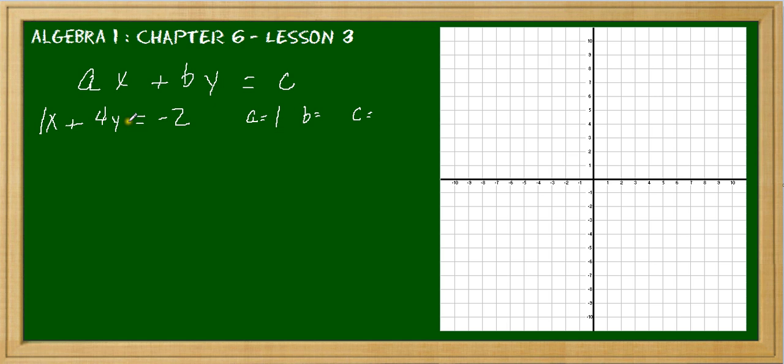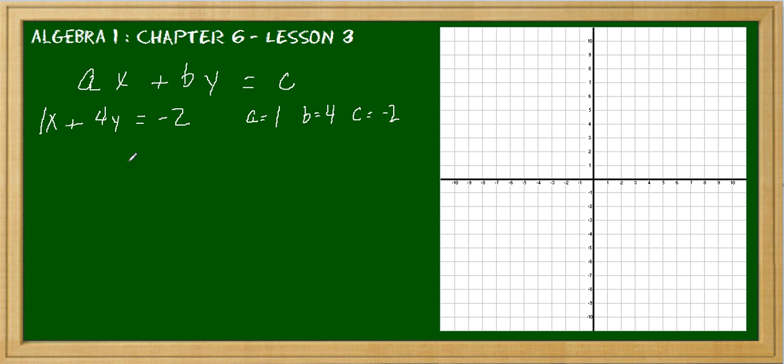Then we take a look at the b value. Well, what's the constant next to y? And that would be 4. It's positive 4. It's plus 4. And the last one is negative 2, the c value. Okay, so we're able to plot what the a, b, and c values are. And again, this was a fairly simple equation because it was already written in the form.